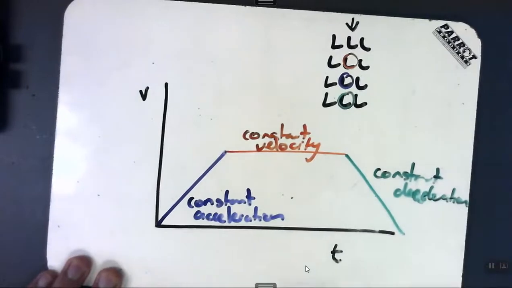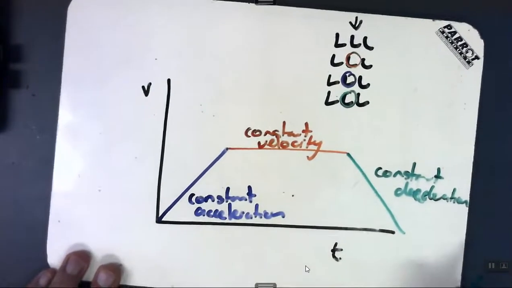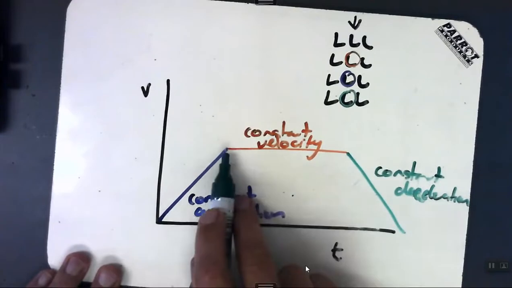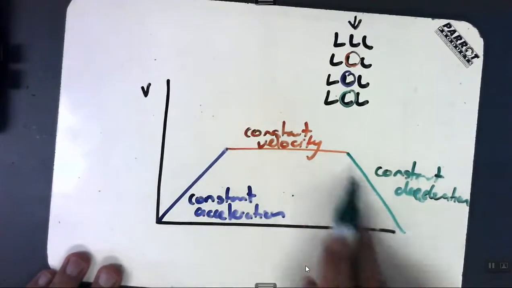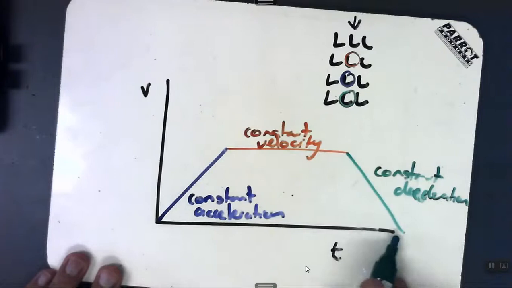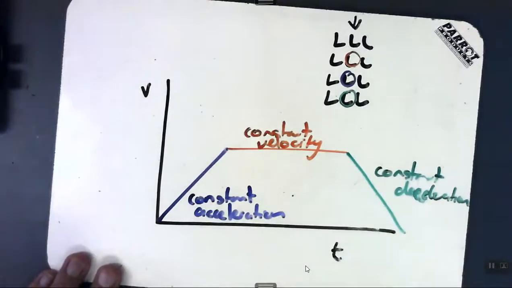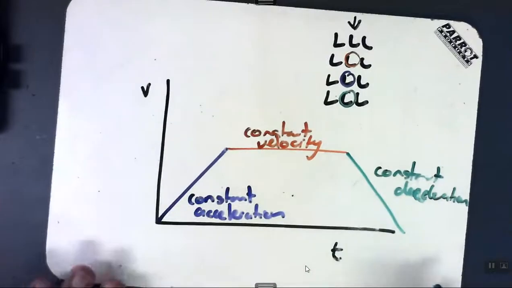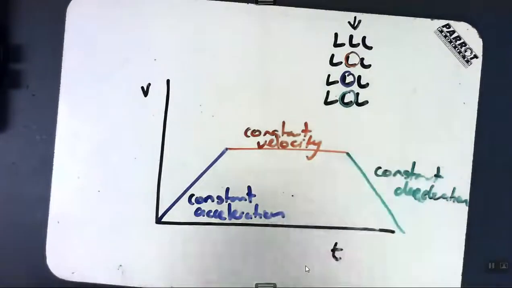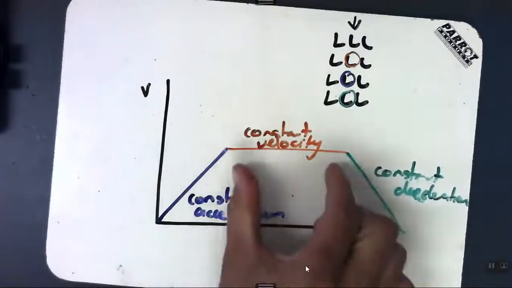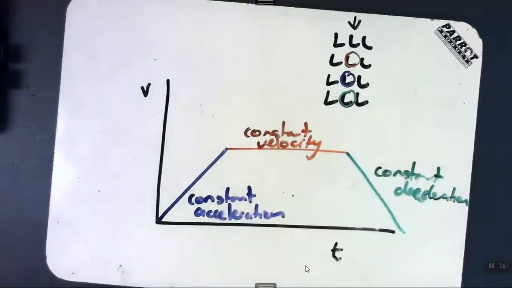So what you'll see is that there are three sections to this graph. So it's accelerating, moving at a constant speed, decelerating, and coming to a stop again. And this is how we break down the graphs in a question, and we answer questions for each section. So there are three significant sections to this graph.